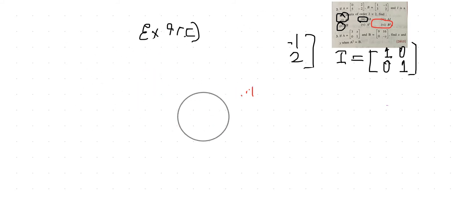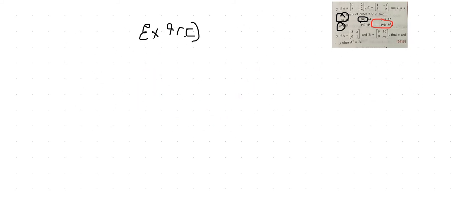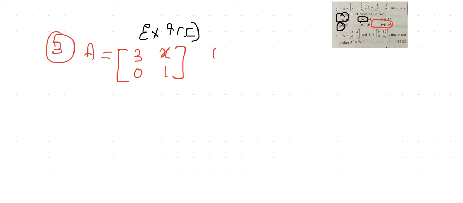We'll now move to question number 3. If a is equal to this and b is equal to this, find x and y when a square is equal to b. The a matrix is given as 3, 0, x, 1, and b is given as 9, 0, 16, minus y. Since a square is equal to b, first we need to find a square.